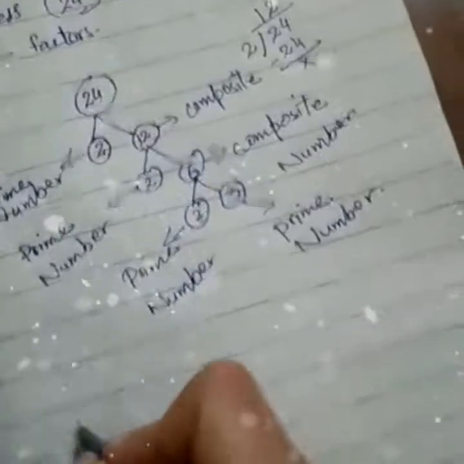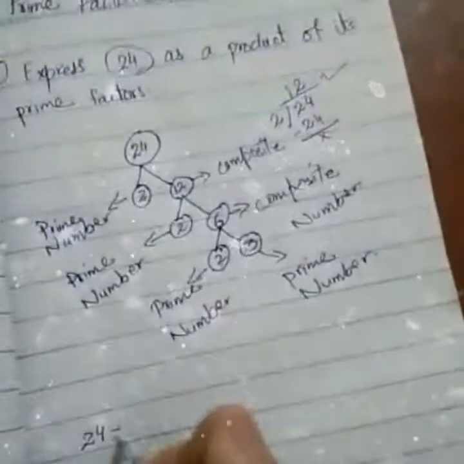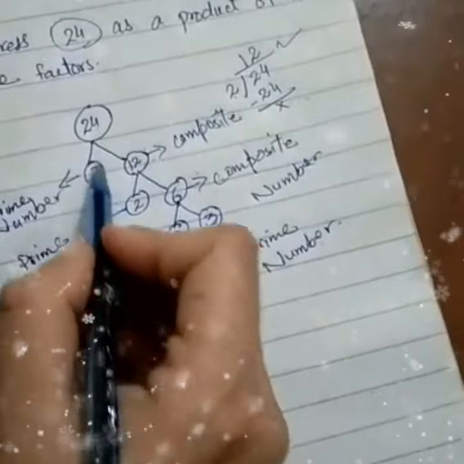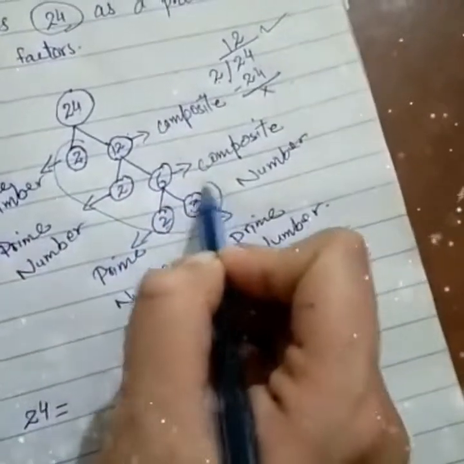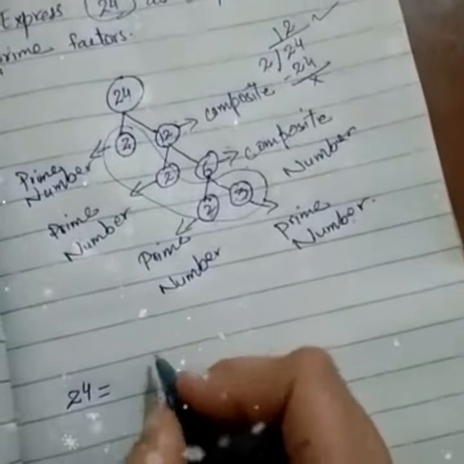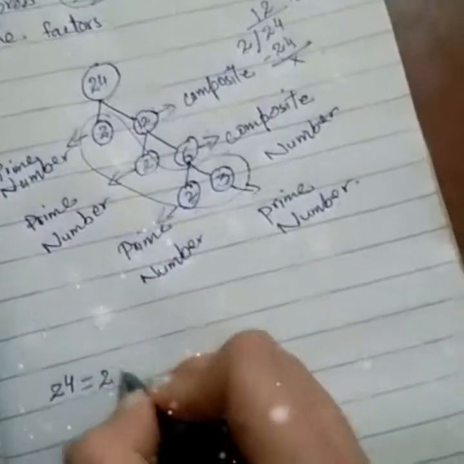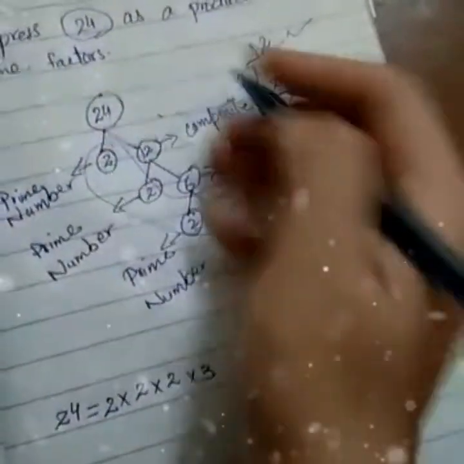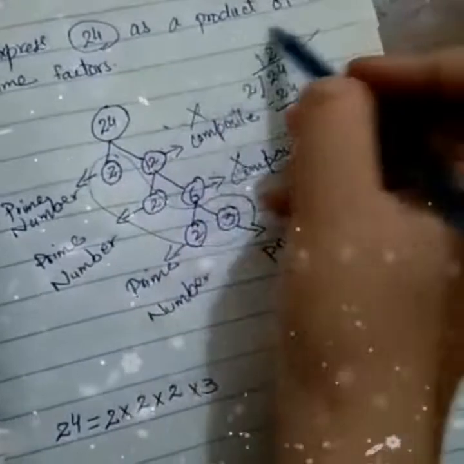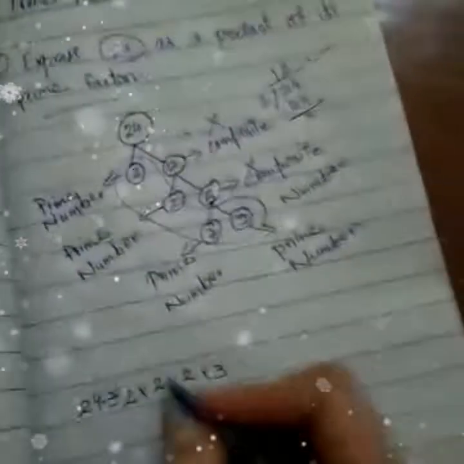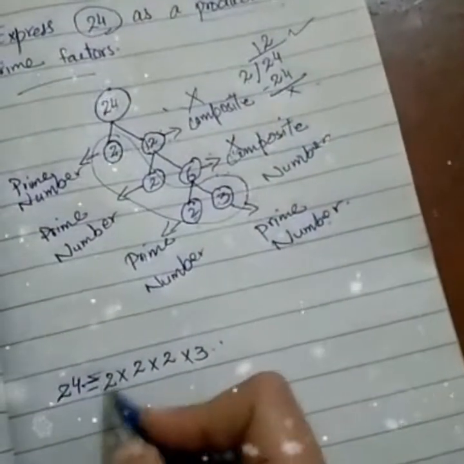Factors that are prime are called prime factors. Finally, we get 2 multiplied by 2 multiplied by 2 multiplied by 3. That is 3 times 2 and 1 time 3. These are the prime factors of 24. Finally, we use the prime factorization method to express 24 as a product of its prime factors.